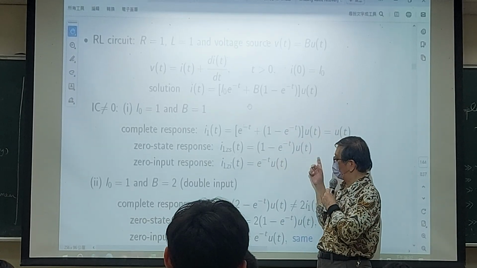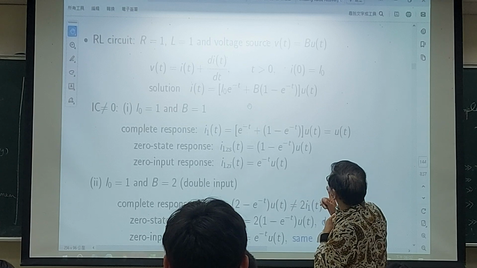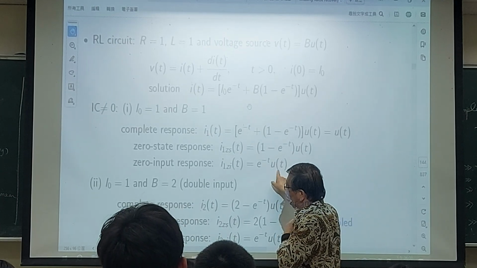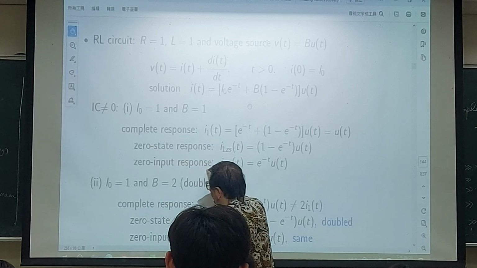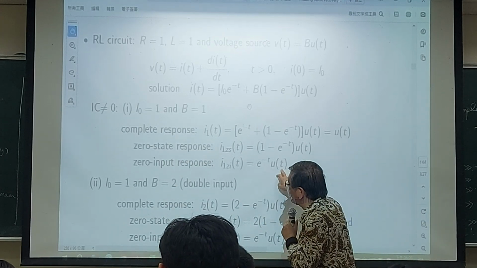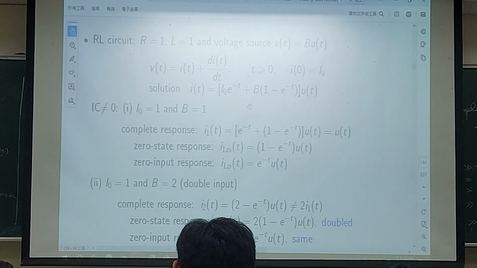No input signal. I'm sorry. This should be for the zero initial condition. Let me check it again, and let me double check it again. All right?